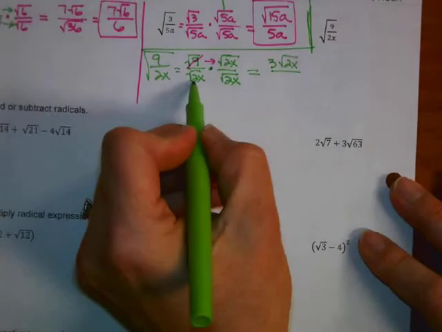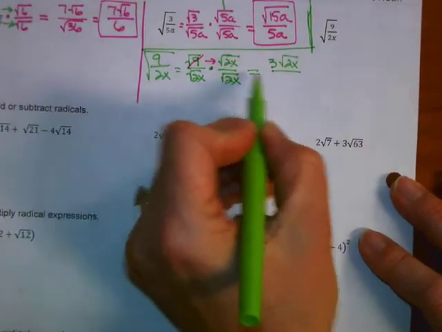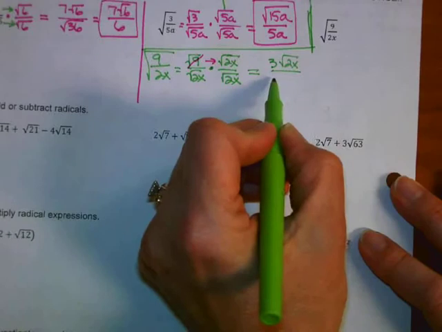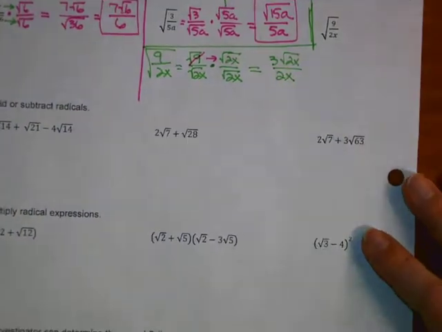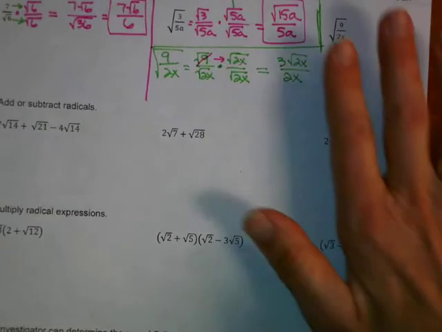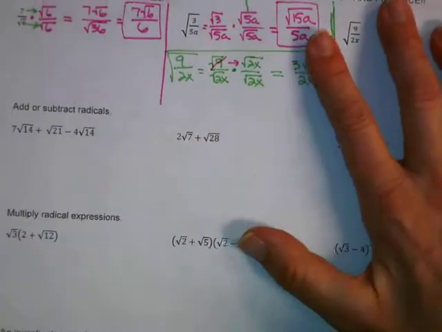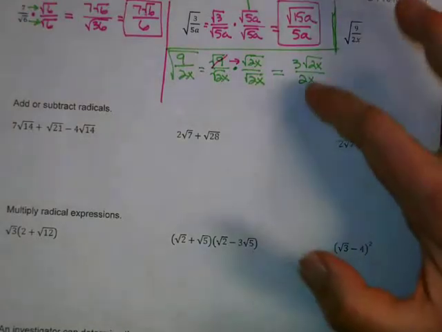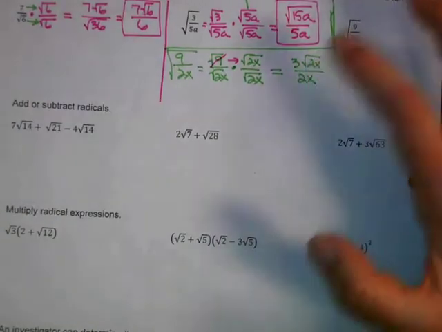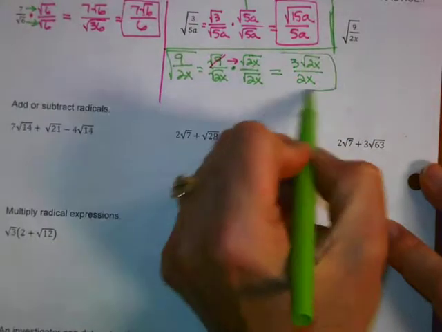And then my denominator is the square root of 2x times the square root of 2x, which leaves me with just plain old what? 2x. Now, you always got to stop and say, can that fraction be reduced? Can 3/2 be reduced? No. I can't divide anything from under the radical. Just so I'm done. That's as far as I can go.